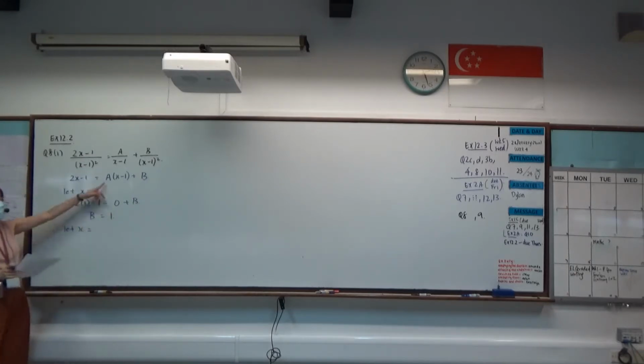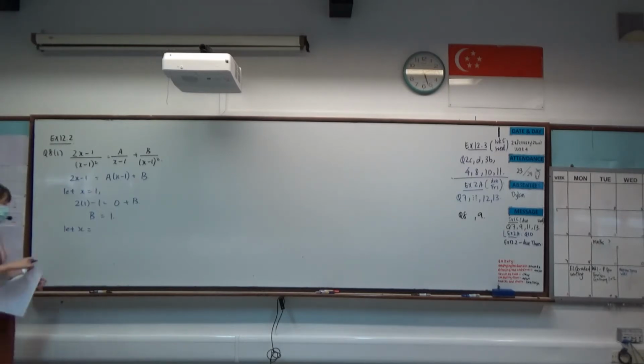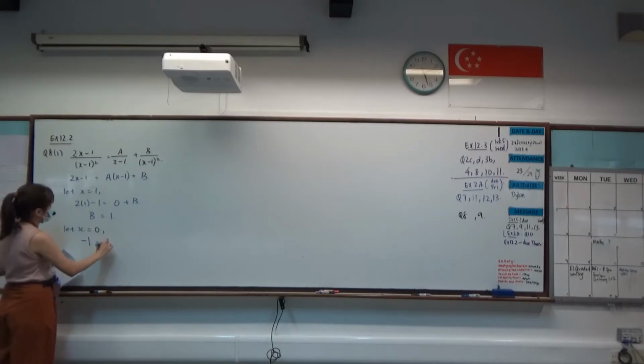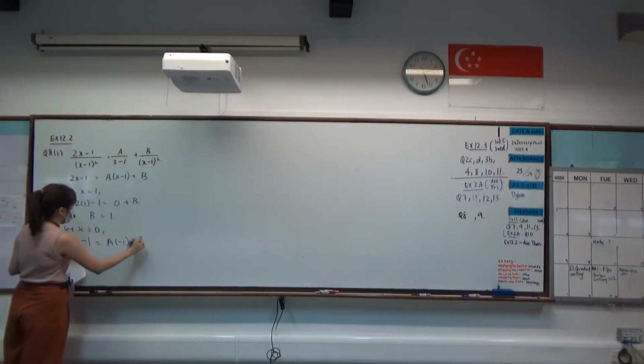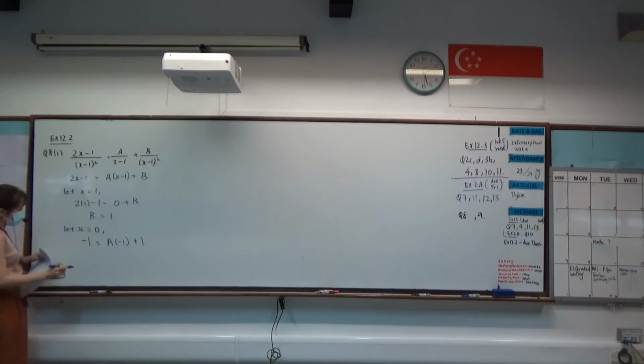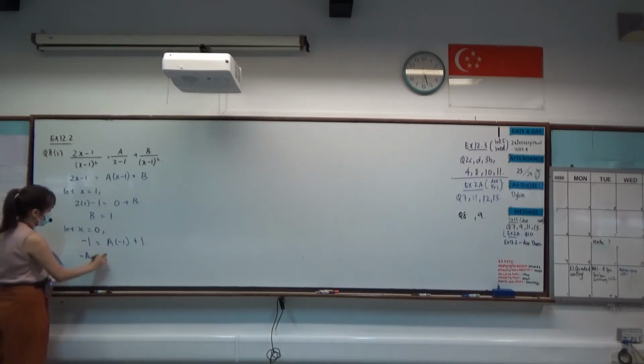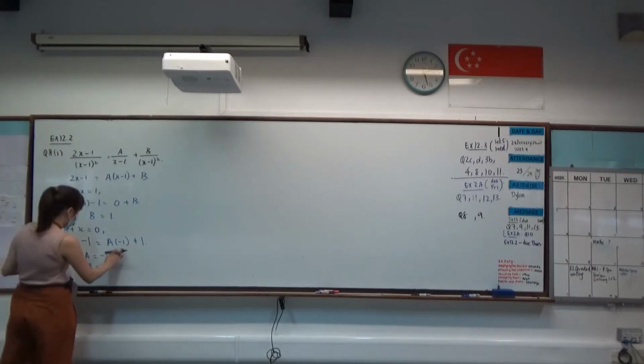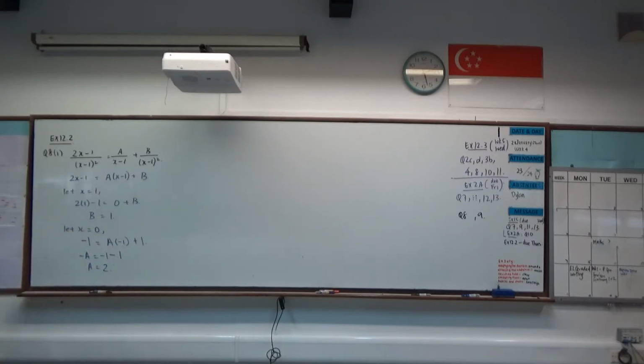Then to determine A, you can use any substitution. A convenient one will be 0. Okay, let x equal 0. So 2 times 0 is 0, then minus 1 over here equals A times negative 1 plus B. B is 1. Okay, so we will get negative A equals negative 1 minus 1. Hang on, sorry. So negative A equals negative 2, so A will be equal to 2. Okay, so that's how we solve A and B.